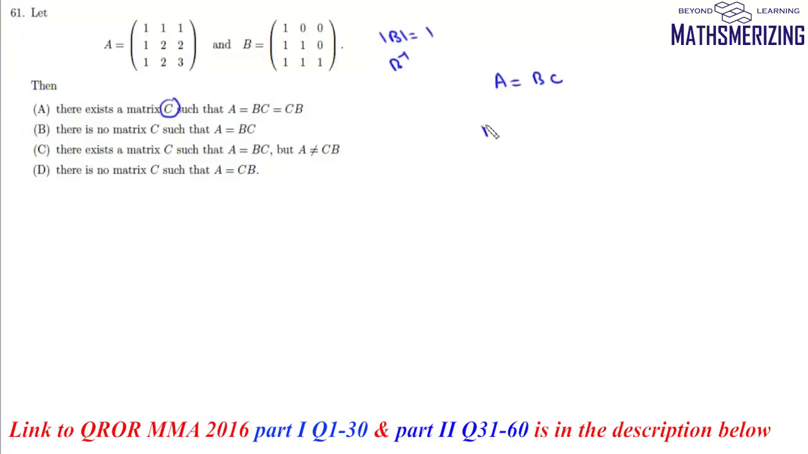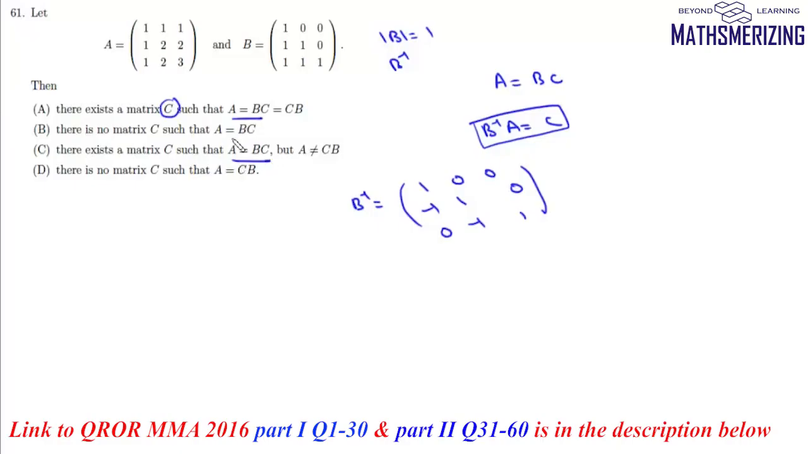So we can write B inverse into A, it is equal to C. So it is possible to have a matrix C which is equal to B inverse A such that A is equal to B into C. So what we'll do is we'll find B inverse. B inverse will be simply 1 0 0, minus 1 1 0, and 0 minus 1 and 1. So it is possible to have a matrix C such that A equals BC.